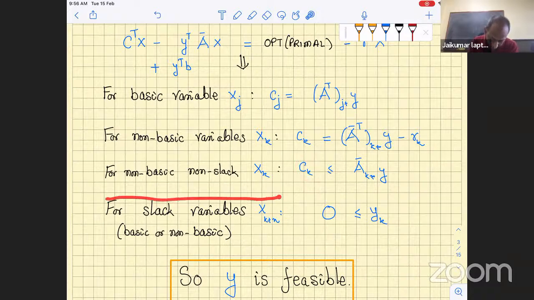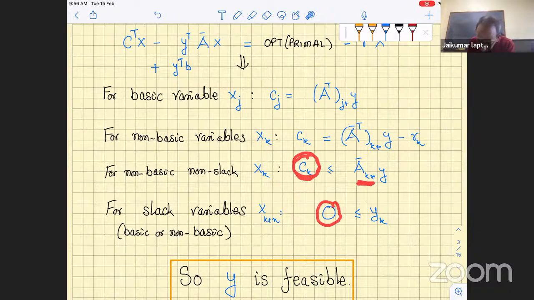And if you look at slack variables, they don't participate in the objective function, so this quantity is 0. And how do they participate in this matrix A bar? They participate by the identity matrix. So each of these variables yk must be at least 0. Sorry, I will correct it in the notes.